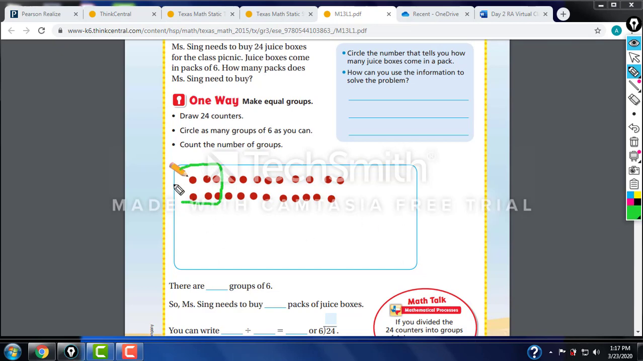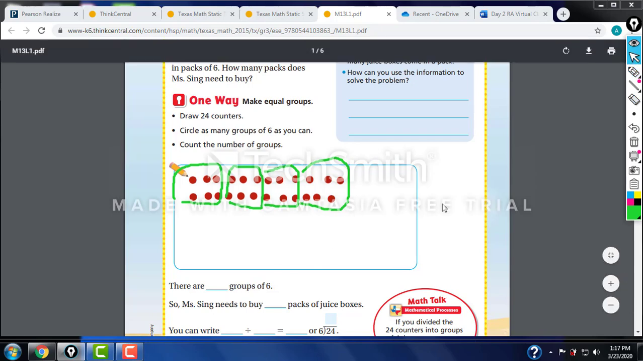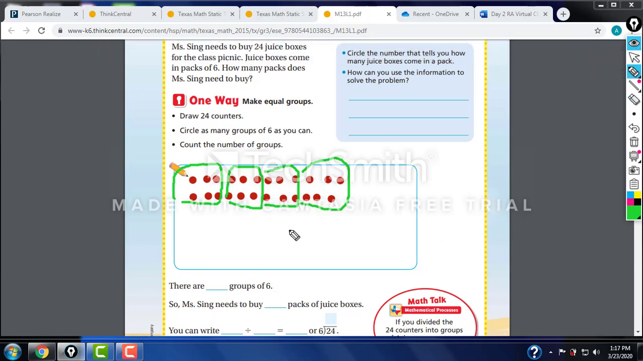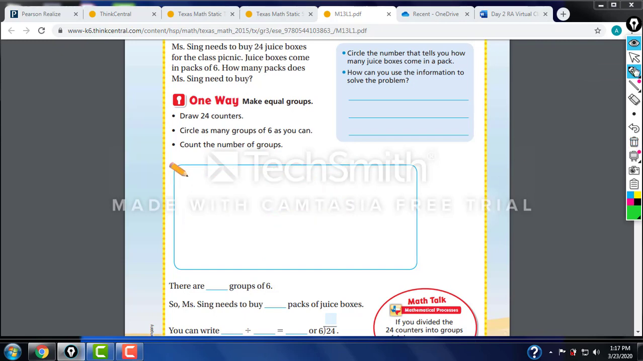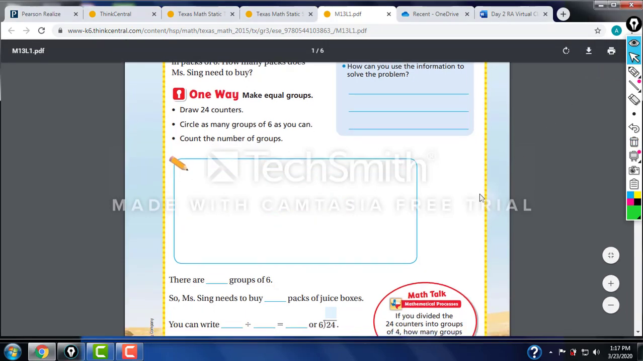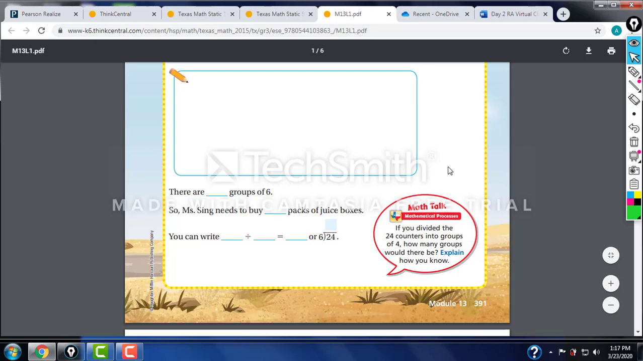So here we go, one group of 6. There's another group of 6. There's one more group of 6, and here's another group of 6. So now we're going to look to see and answer this question right now. So how many groups of 6 are there? So we're going to count. So if we look at this real quickly, there's 1, 2, 3, 4 groups of 6. Please fill in that information right now, and we'll check to see how you did. So pause the video now, go in and complete this assignment. Use the information you have here to fill that in. So pause.